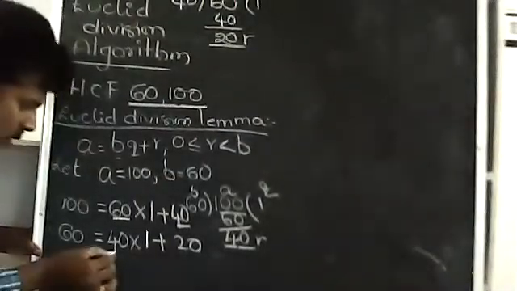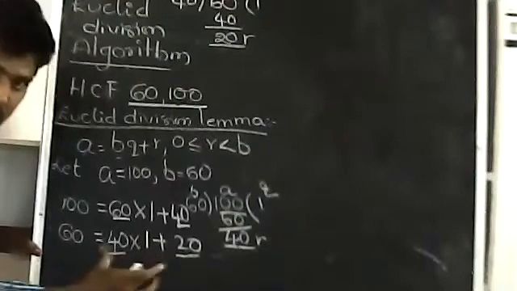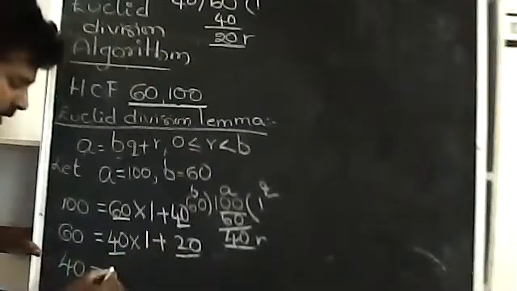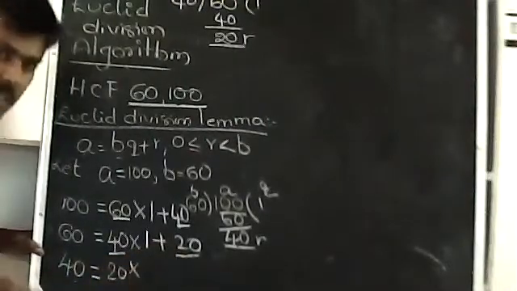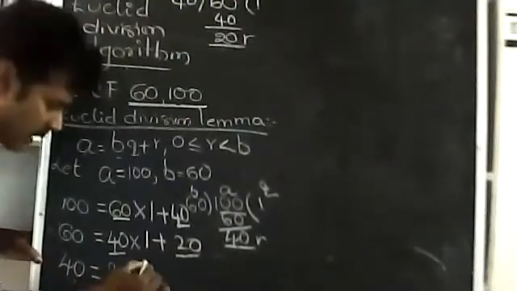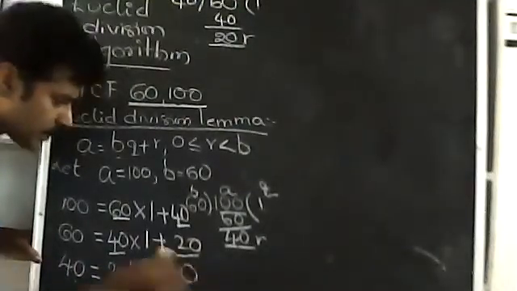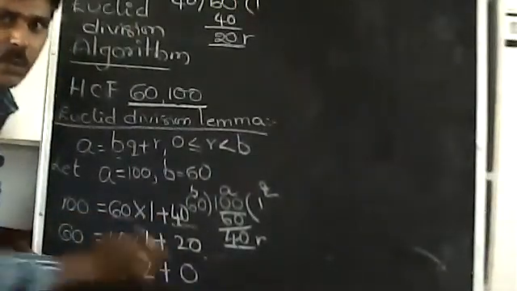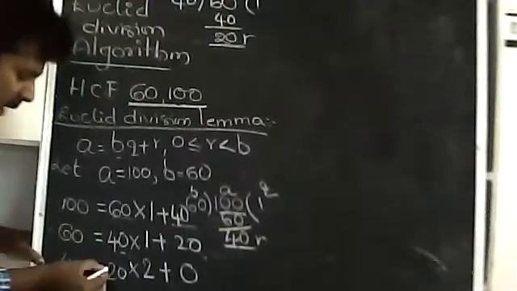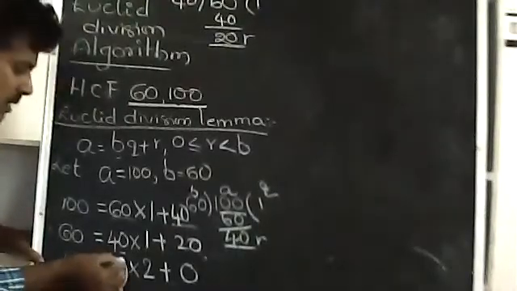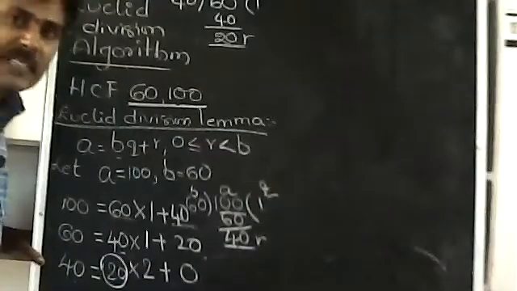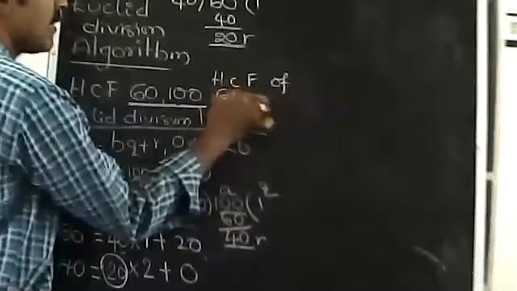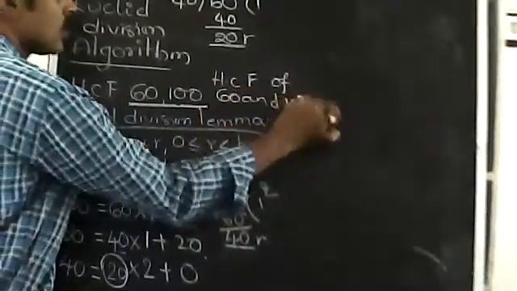Then again you have to take these two numbers. Which one is the highest? 40 can be taken as A and the smaller, 20, as B. 40 equals 20 times 2 plus 0. So this process can be done until you get the remainder 0. Wherever you get the remainder 0, that divisor, that means B, will be taken as HCF. So HCF of 60 and 100 is equal to 20.